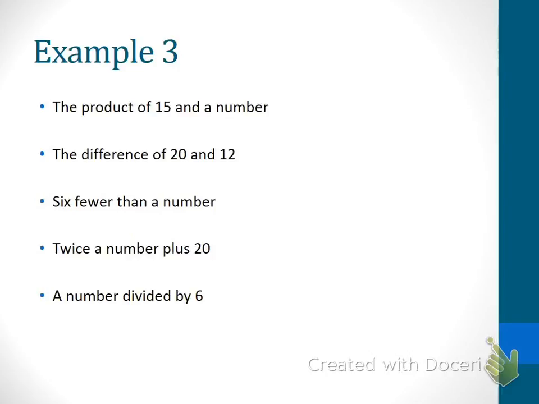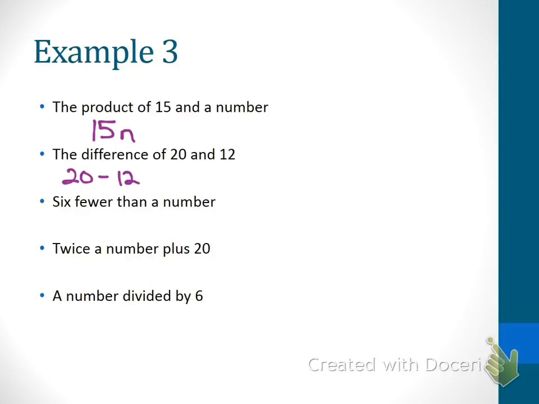15 and a number. So let's just use the variable n. Okay, that would be fine. So did I teach you to write it like this? Does this show multiplication? No. Okay, that's not how we write it. So we just write 15n. 15n, that's it. Okay, that shows multiplication. The difference of 20 and 12. Okay, so difference means what? Subtraction. So 20 minus 12.